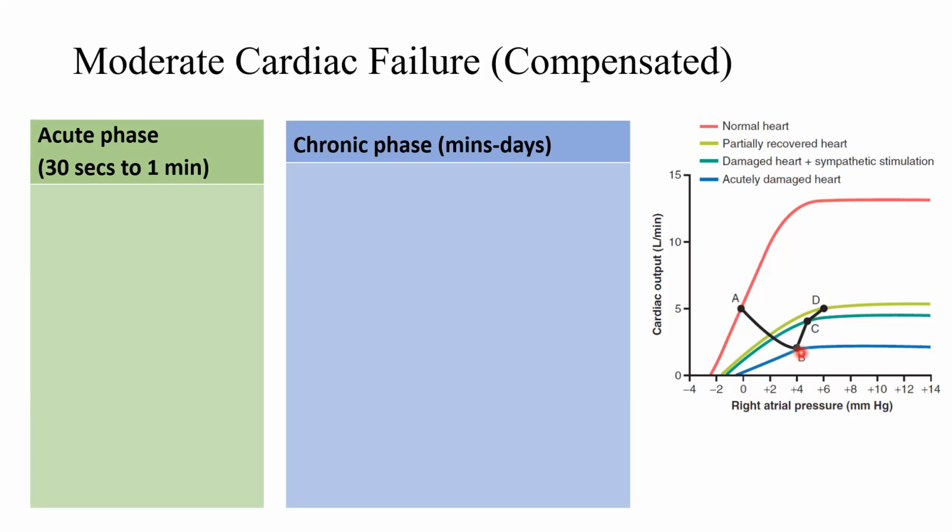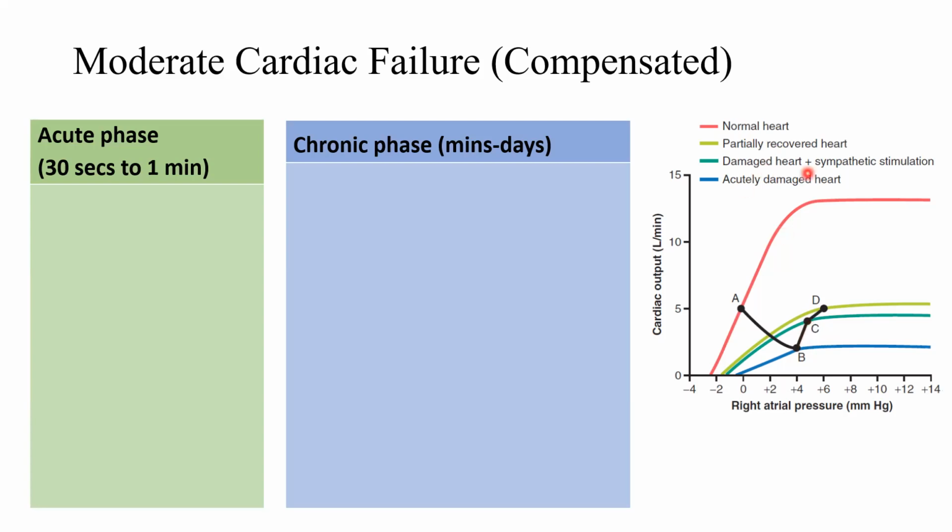Okay, but then something happened. The acute phase compensation happened. So then what happened is, how do you describe this color? It's a dark greenish color, all right. Okay, so basically the cardiac function curve then went from this blue line to this dark greenish line. Okay, and now we have a new point, the point C.